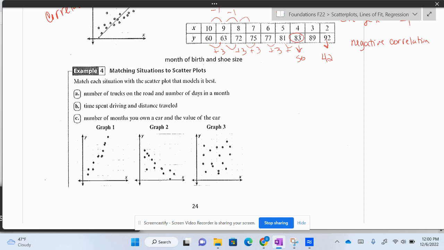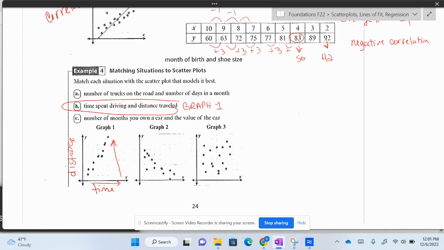Graph 1, yeah. The time you spend driving and the distance. Notice how the longer you drive, the more distance you cover. So this goes with graph 1. I agree.